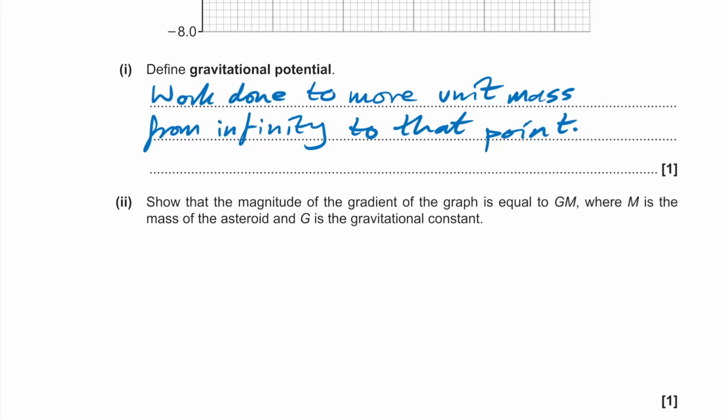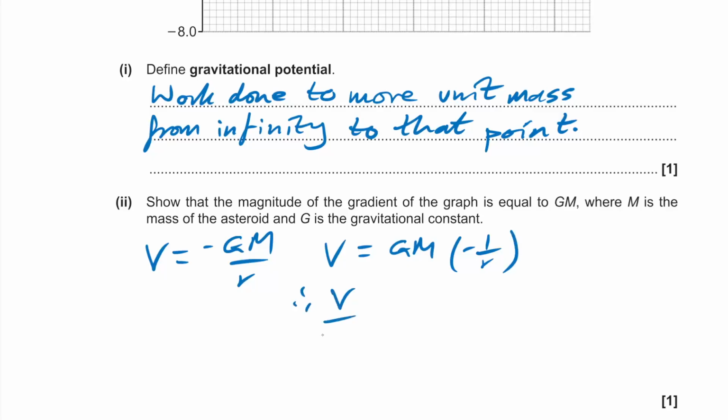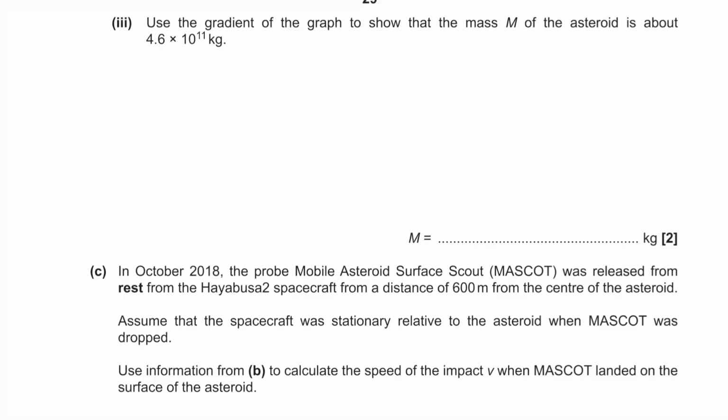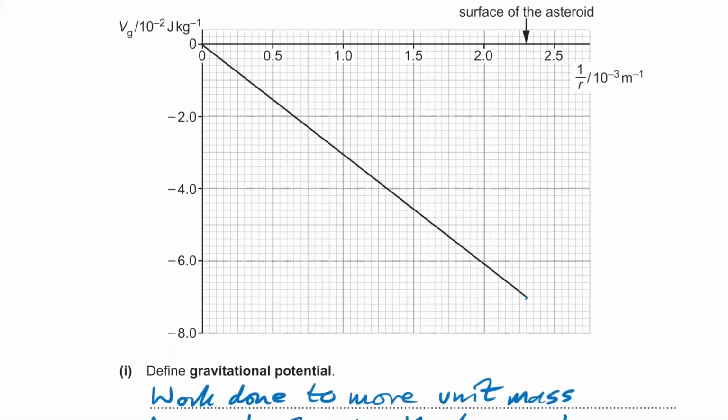So the magnitude of the gradient is equal to GM. So our equation is V equals minus GM over r. We know that 1 over r, so therefore we can just say V is equal to GM times minus 1 over r. So therefore V over minus 1 over r is equal to GM. That's it. Use the gradient of the graph to show the mass M of the asteroid is about that many kilograms. Right, so let's have a look at our graph.